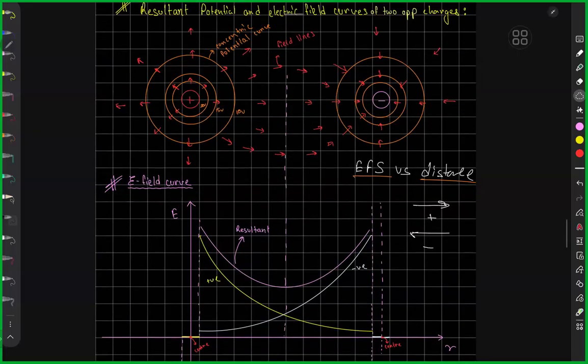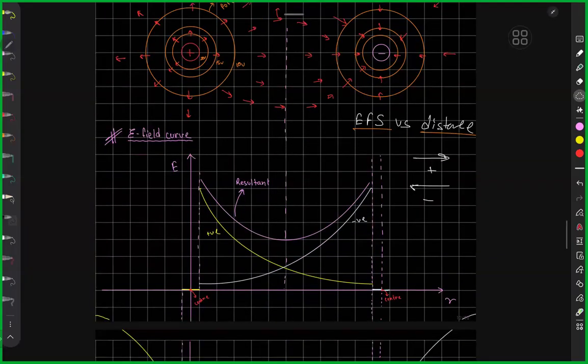Now, how do you get to the resultant curve? Let's go step by step. First, the yellow line. Let's look at the yellow line. What happens with the yellow? It is the field strength. So the yellow line is the electric field strength of the positive charge.